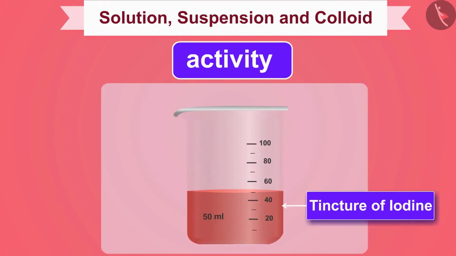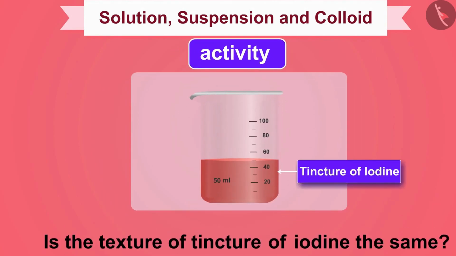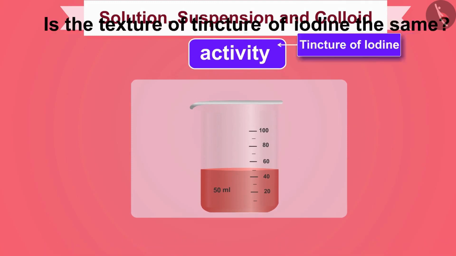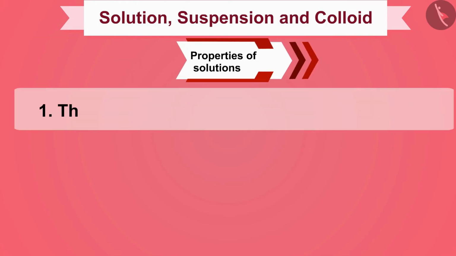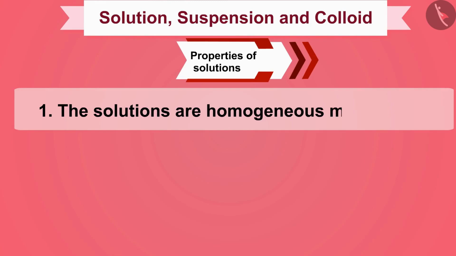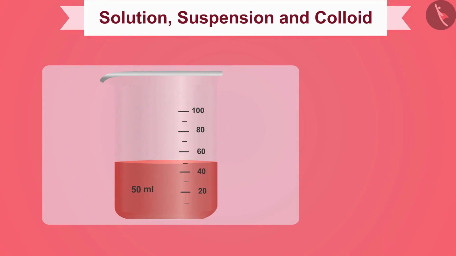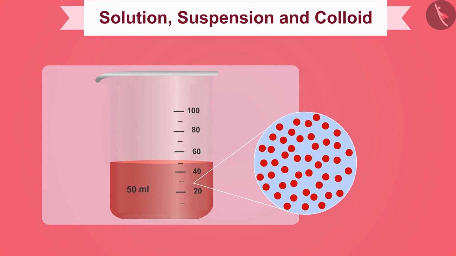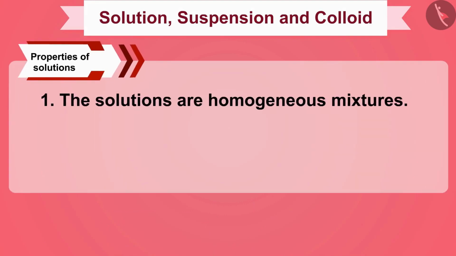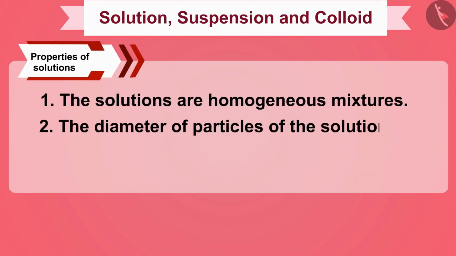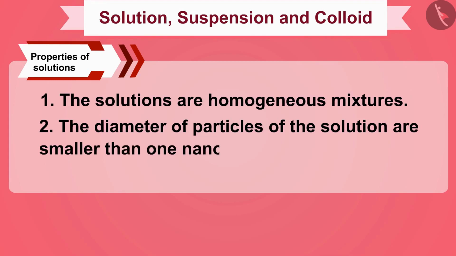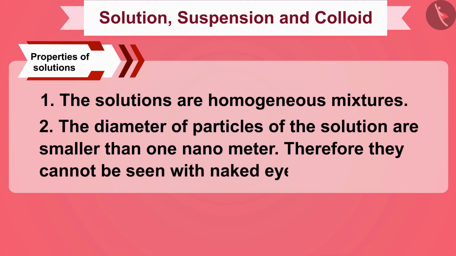Take a tincture of iodine solution in a 50 ml beaker. Is the texture of tincture of iodine the same? Yes. Therefore, we can say that the solutions are homogeneous mixtures. Can you see tincture of iodine particles? No. Why? Because the diameter of particles of the solution are smaller than 1 nanometer. Therefore, they cannot be seen with the naked eyes.